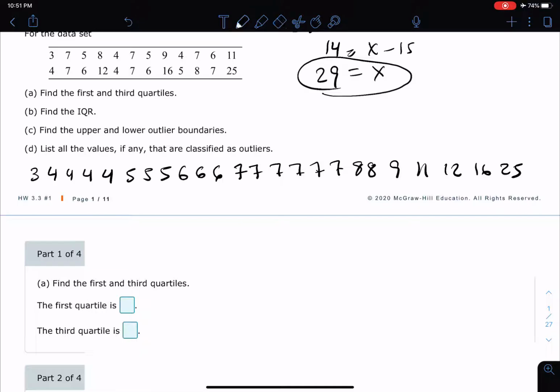Probably should double check that. 1, 2, 3, 4, 5, 6, 7, 8, 9, 10, 11, 12. So 24, huh? 1, 2, 3, 4, 5, 6, 7, 8, 9, 10, 11, 12, 13, 14, 15, 16, 17, 18, 19, 20, 21, 22, 23, 24. Whew, okay, so that's good.